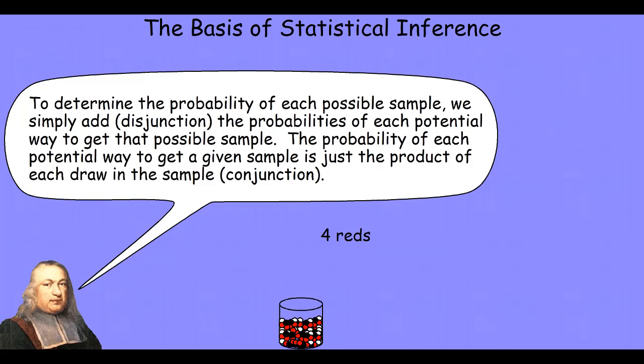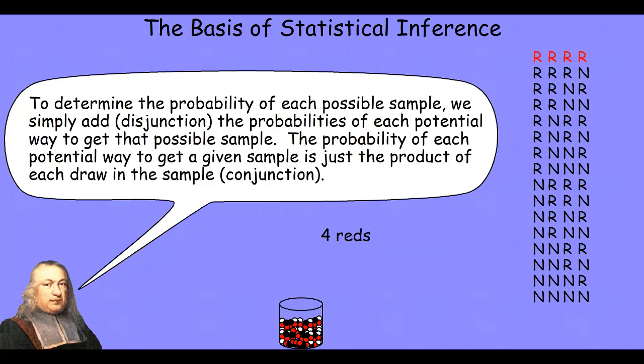So let's think about a case where we want to determine the probability of drawing a sample of 4 balls, or 4 marbles, that are all red, 4 reds. Well, we've got all our possible combinations. We look at all those possible combinations and identify every one that gives us all reds. And there's only one. I've highlighted it here in red. What's the probability of getting that draw?